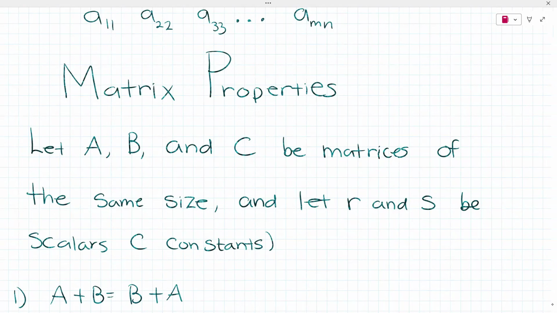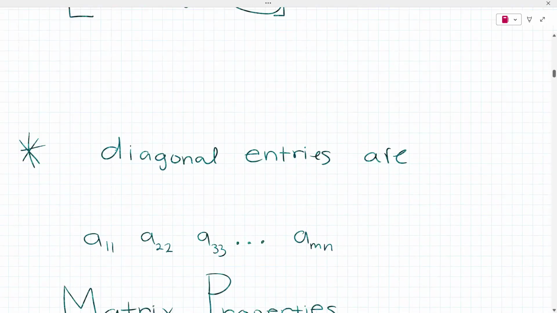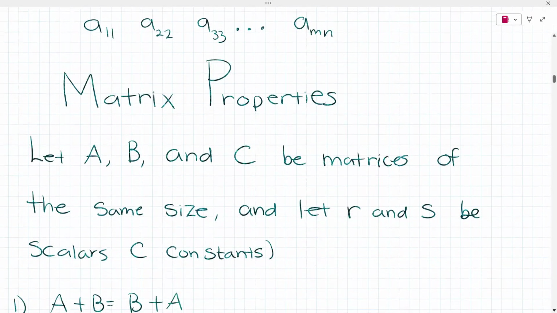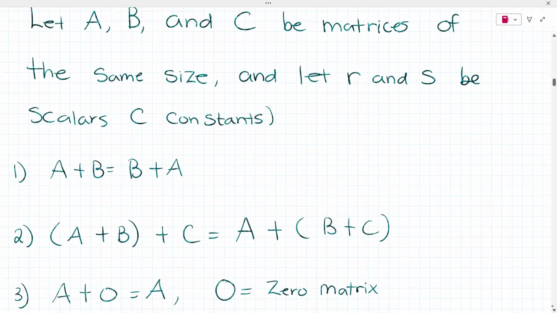Matrix properties: let A, B, and C be matrices of the same size, and let r and s be scalars. These are just some properties. Did you know that you can switch these around? A plus B is the same thing as B plus A. If you have matrix A and matrix B, you can also call it matrix B plus A.